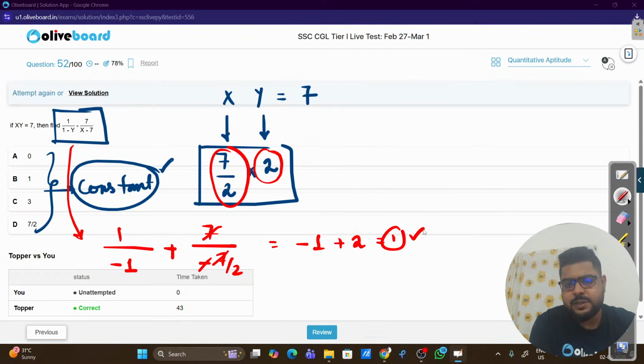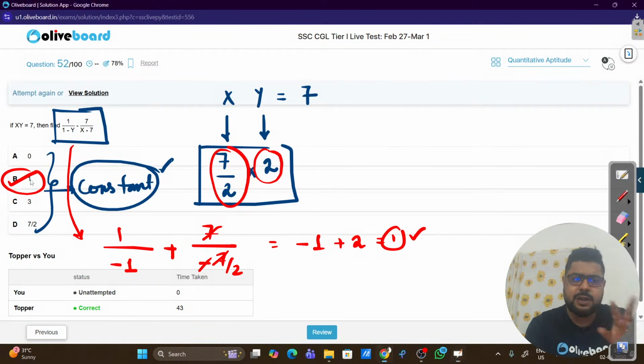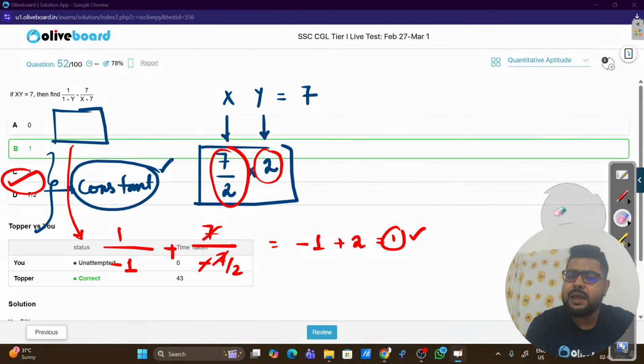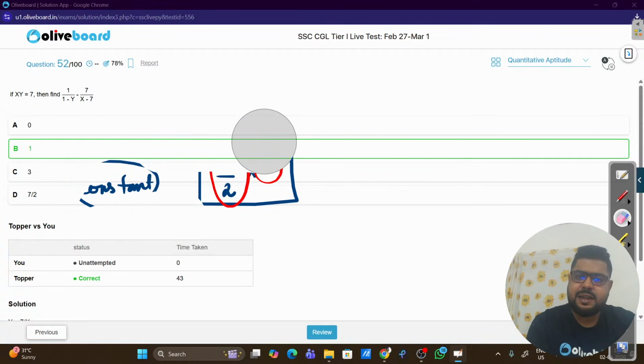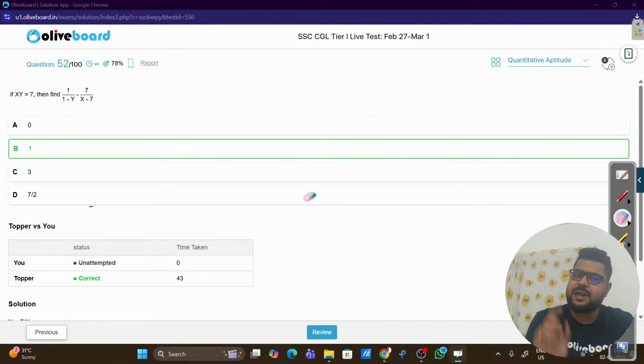My answer is plus 1. Option number B is the correct answer. Again, don't do it by taking x equal to 7 by y or y equal to 7 by x and put in the values. Because if you do, it's not an incorrect method, but it will be a lengthy method. That is what I want you guys to avoid. Clear everyone, sir? Absolutely clear, I hope.